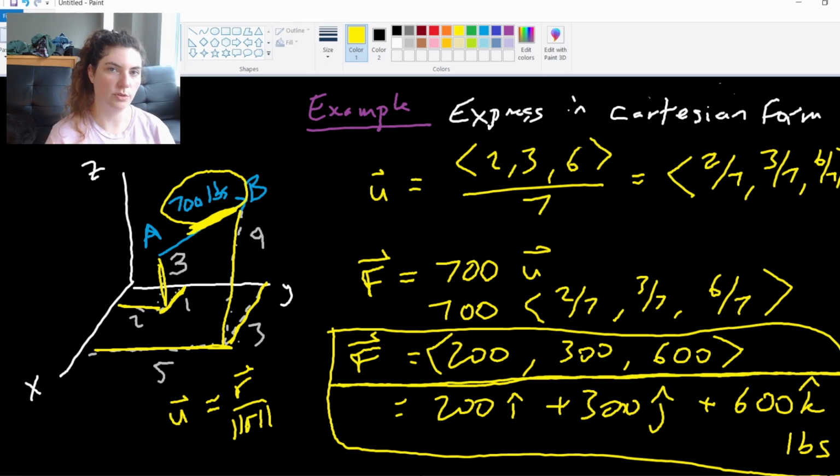So this is how we would use unit vectors to convert to Cartesian form, and from this we could even go back to polar form if we wanted to, using our cosine alpha, cosine beta, cosine gamma to find each of the polar components.